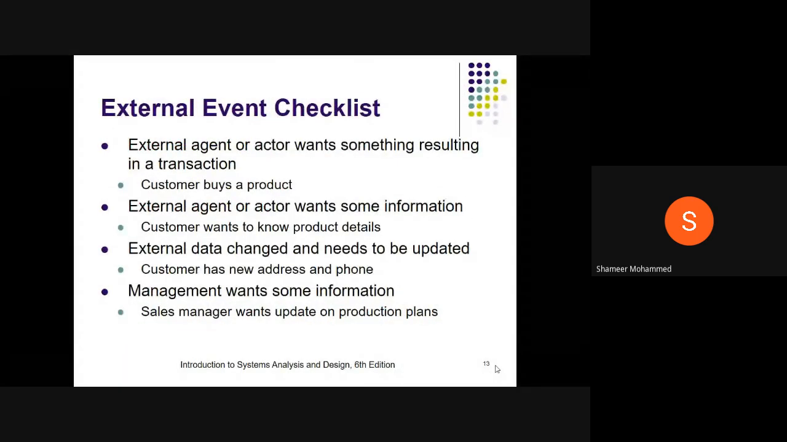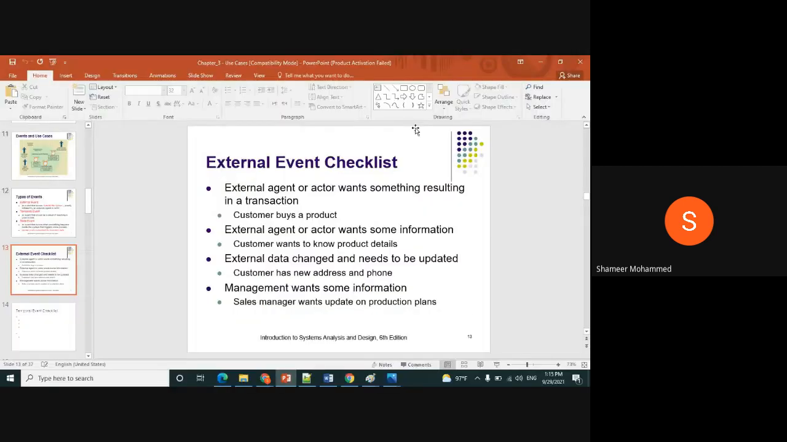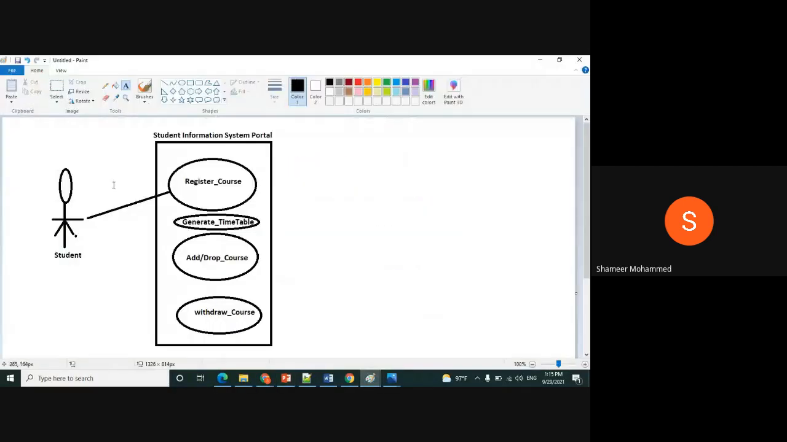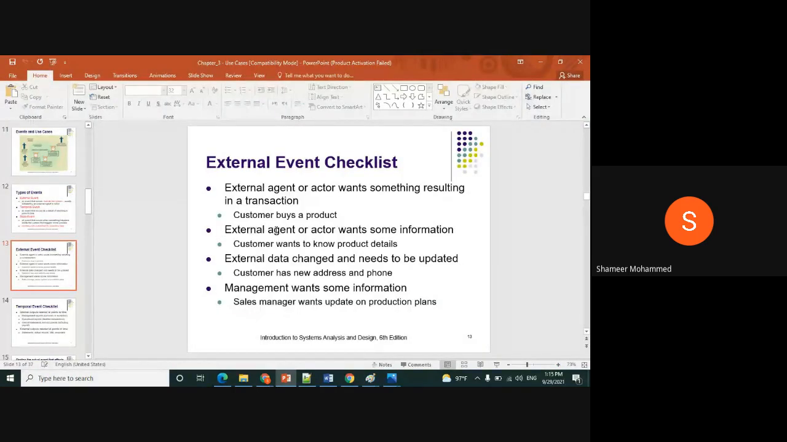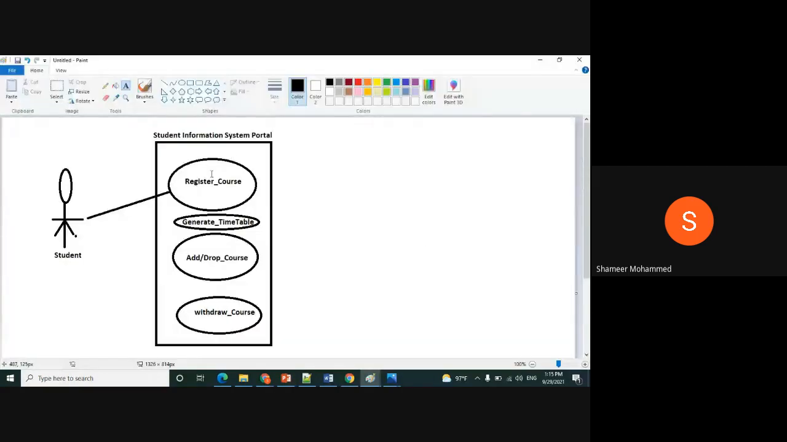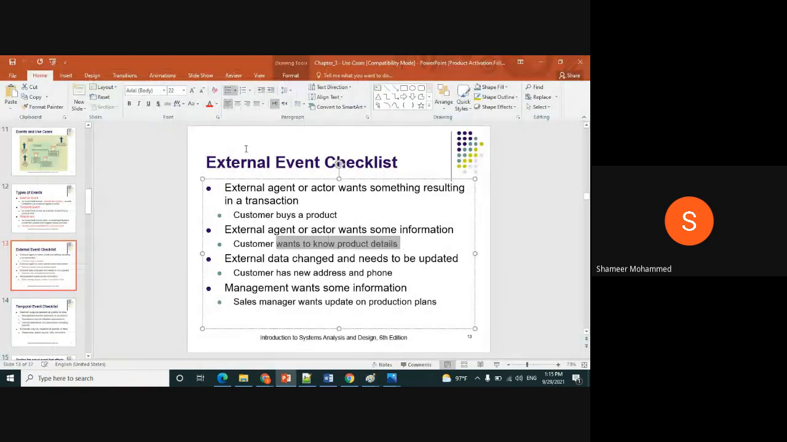So external events are this one. See, customer buys a product. Actor wants something. So this is the external event for you. Student wants something. He wants to register the course. External actor wants some information, wants to know the product details. So maybe you want to search the courses. That is an external event.